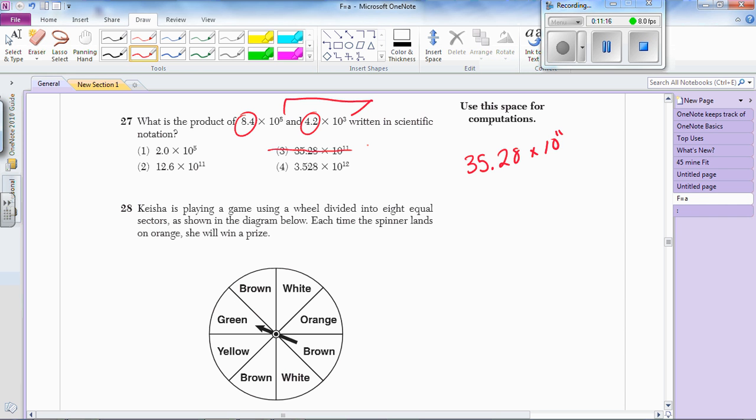Cross it off. You cannot have scientific notation unless the decimal point is here. One number to the left of the decimal point. Be very, very careful. So to do that, we got to change this to 12. And the answer then would be choice 4.